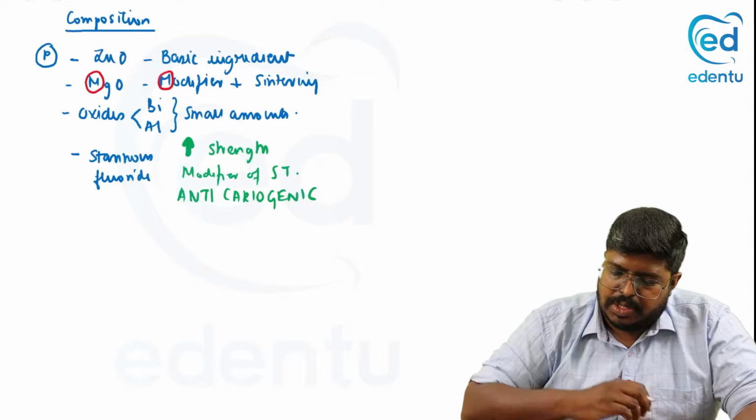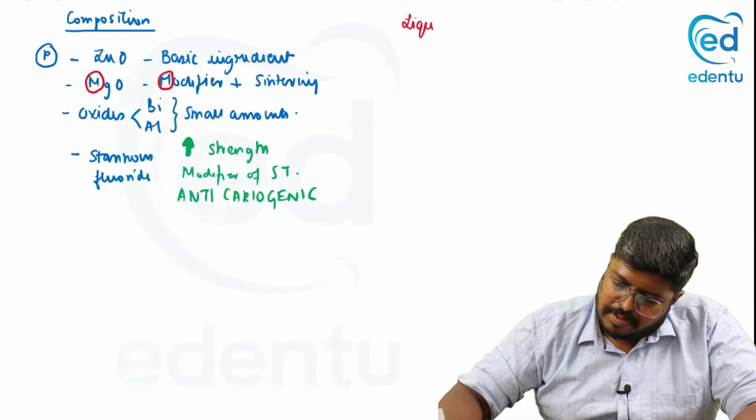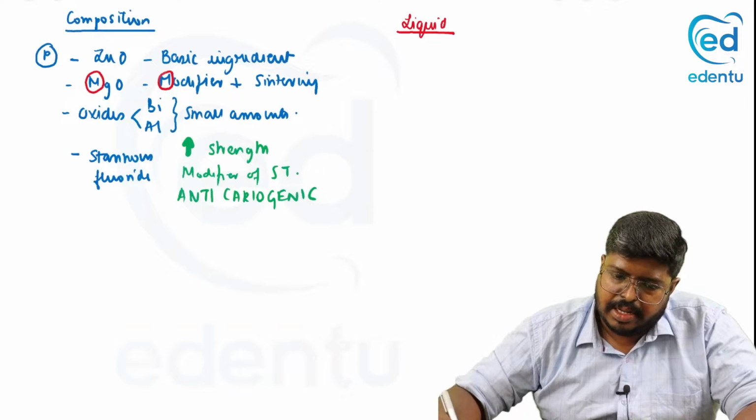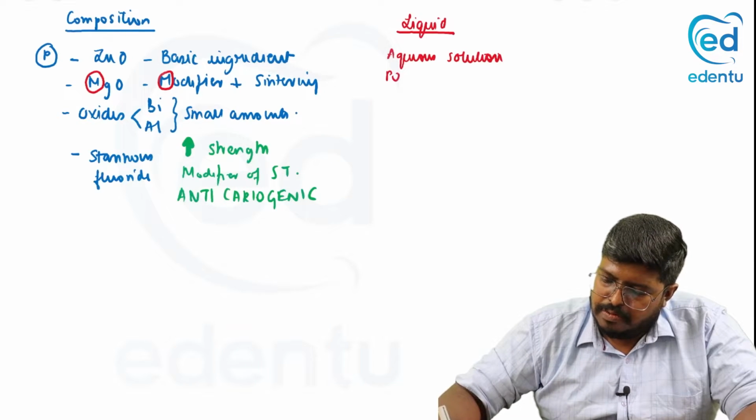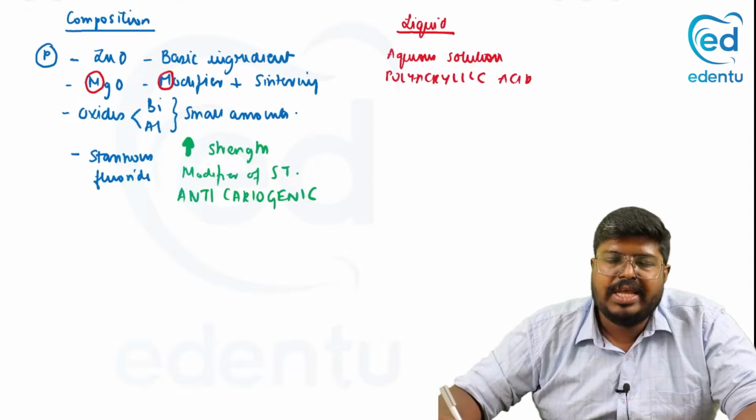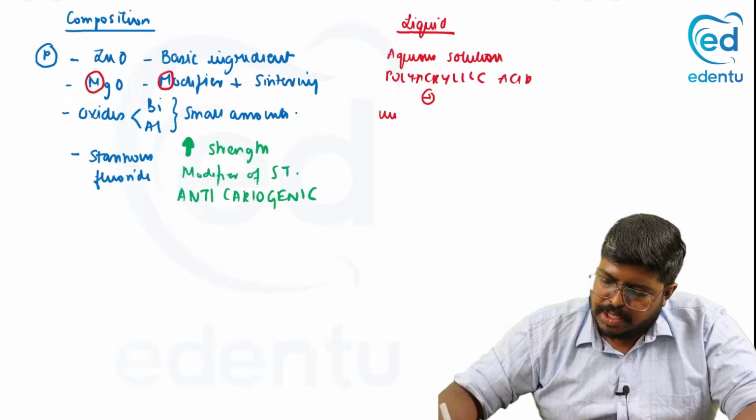anti-cariogenic property. Now, what did the liquid part of the polycarboxylate contain? The liquid contained an aqueous solution. It contained an aqueous solution of what? Of polyacrylic acid. It contained an aqueous solution of polyacrylic acid along with other unsaturated acids.